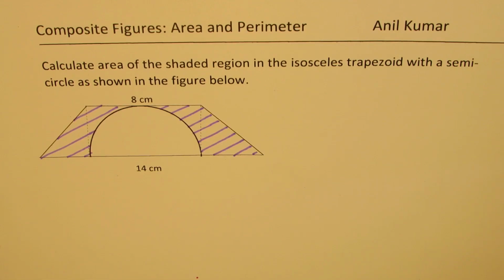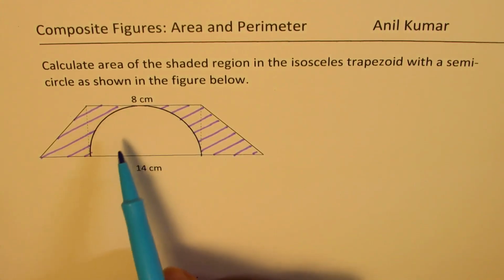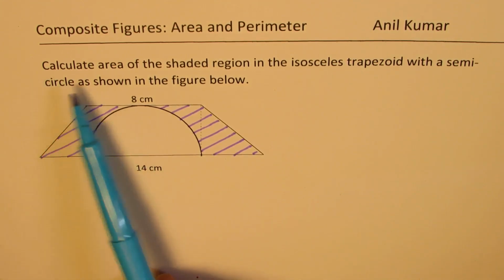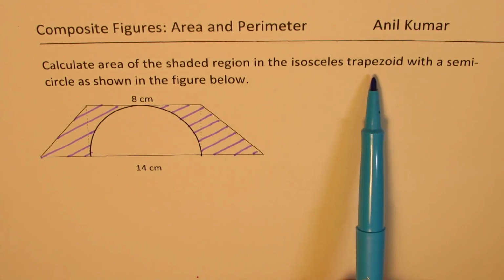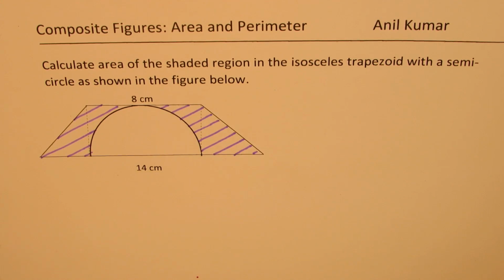In this particular question, we have a composite figure. We have a trapezoid in which there is a semicircle. So the semicircle has been taken away. The question here is, calculate area of the shaded region in the isosceles trapezoid with a semicircle as shown in the figure below. You can always pause the video, answer this question, and then look into my suggestions.